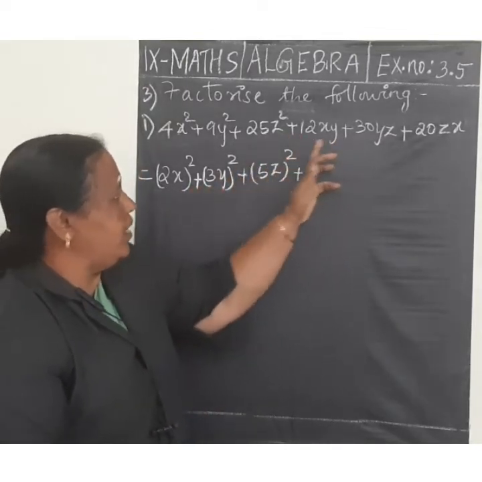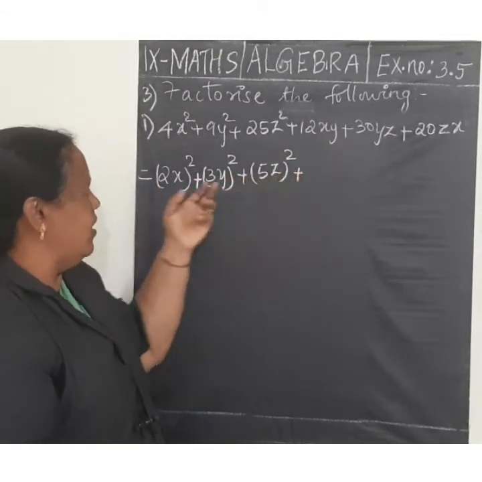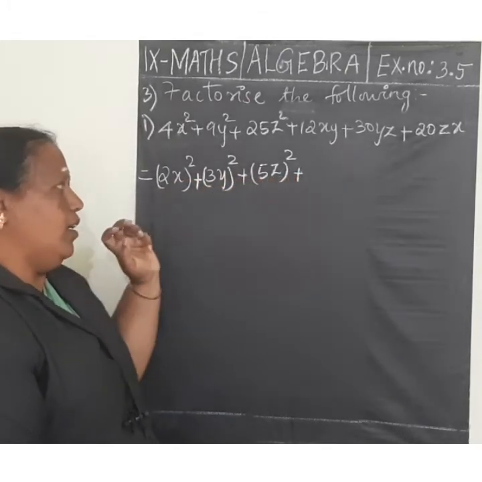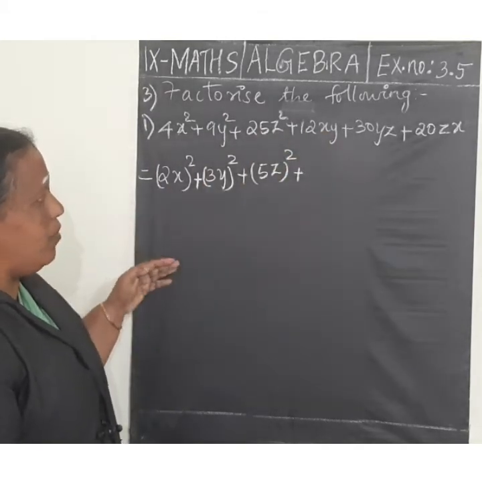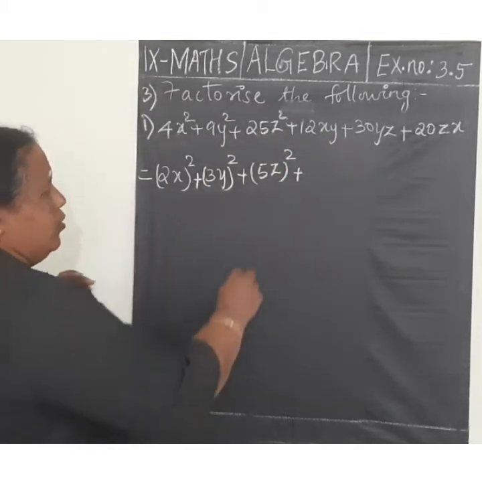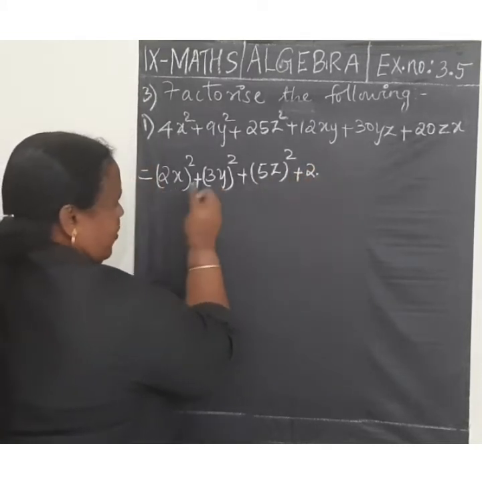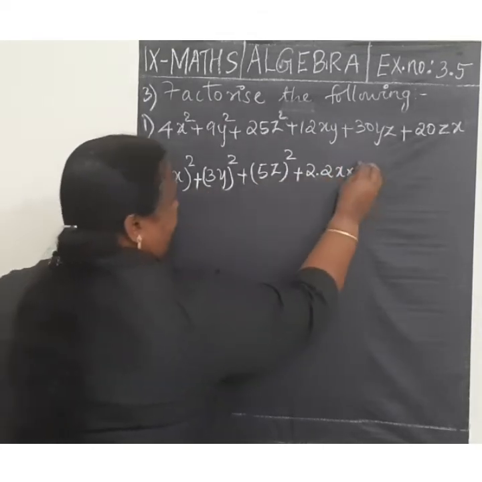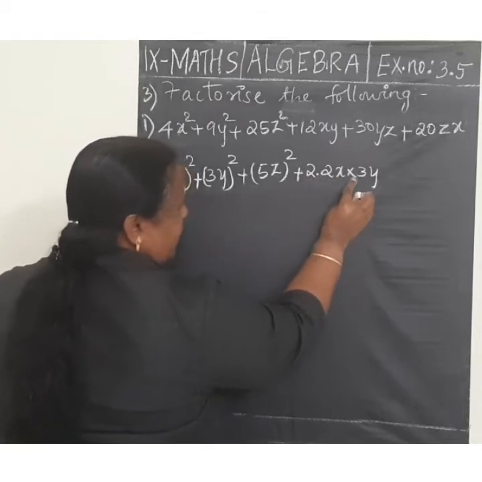So here a square, b square plus c square. So a is 2x, b is 3y, c is 5z. So this 12xy we have to write it in the form of 2ab. So 2 into what is our a here? 2x into b 3y. So 2 2s are 4, 4 3s are 12, x into y, xy. So 12xy we are getting.